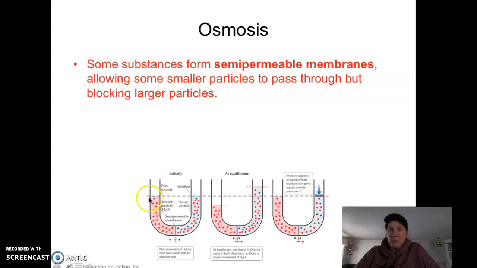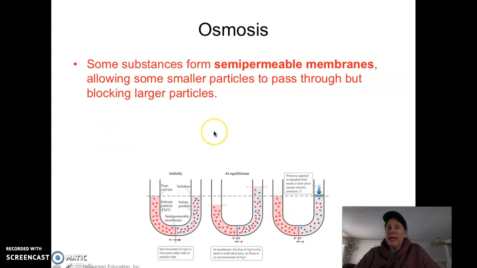What happens is water moves to make sure you get the same amount of stuff on both sides. Here there are more particles on this side than on this side. So these particles are going to stay, but the water is going to move over here because it wants the same concentration on both sides. If you add more water over here, there are more particles, but the same concentration. This side just has less water in it. So that's osmosis.